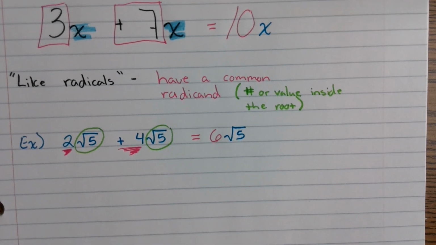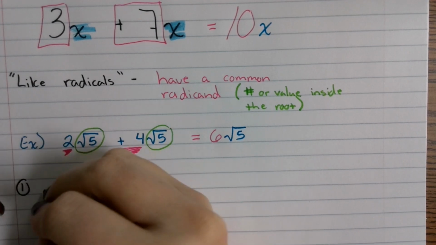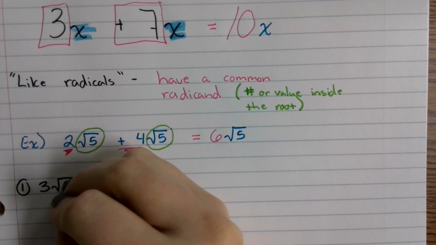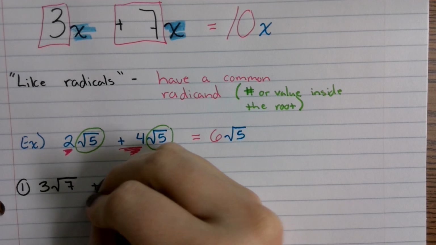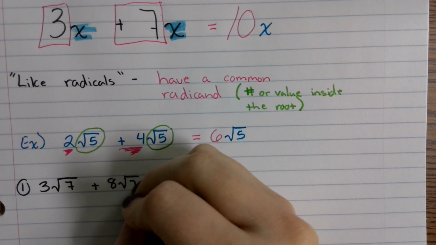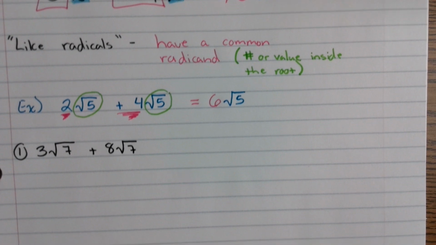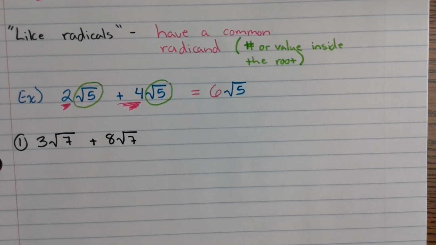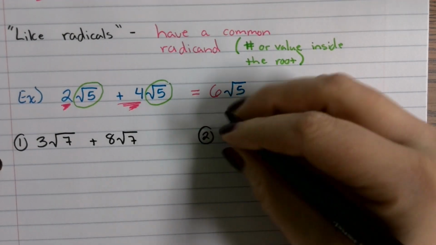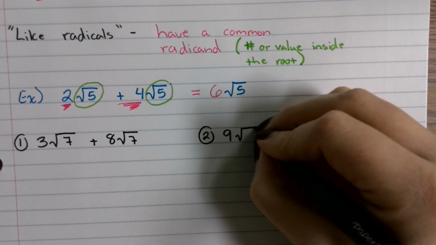So let's take a look at a couple problems. We have 3 square root of 7 plus 8 square roots of 7. I want you to try that on your own. I'm going to put a couple of them up here.